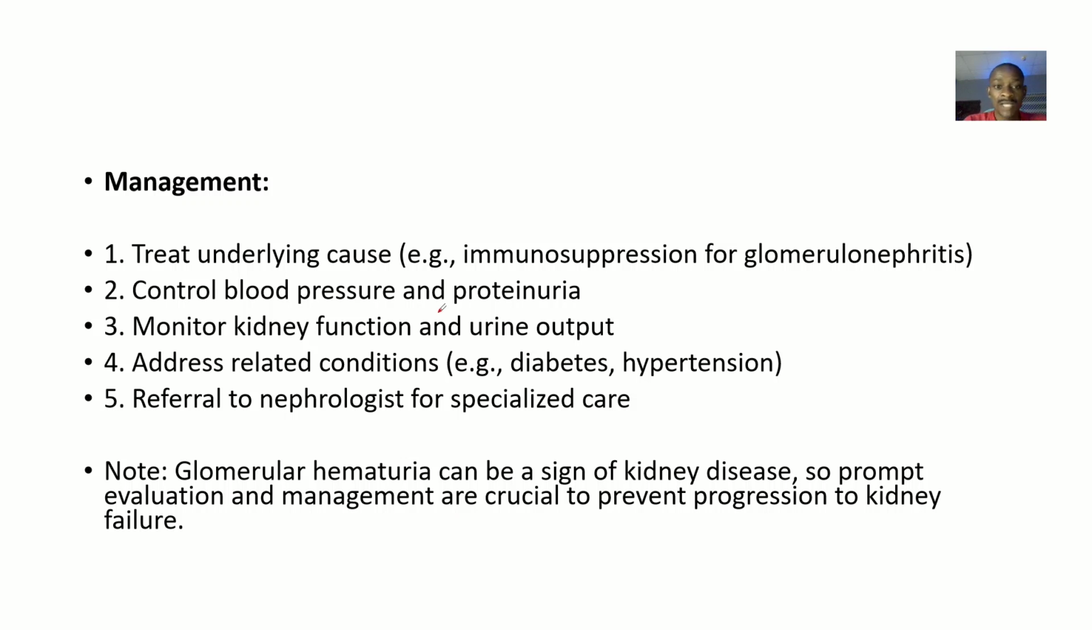So, management. You might want to treat the underlying cause first, like doing immunosuppression therapy for glomerulonephritis. You might also want to control blood pressure and the proteinuria. They also monitor kidney function and urine output, keeping a close eye on the kidney to see that the disease condition is not progressing. They address related conditions like diabetes and hypertension. You can also refer the person to a nephrologist to receive specialized care.